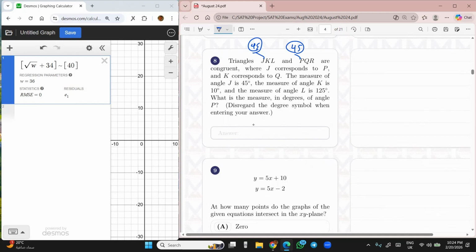So we have too much information, like this 10 and this 125. We do not need them. We need only to focus on J and P. They are corresponding and they have the same measure, 45.